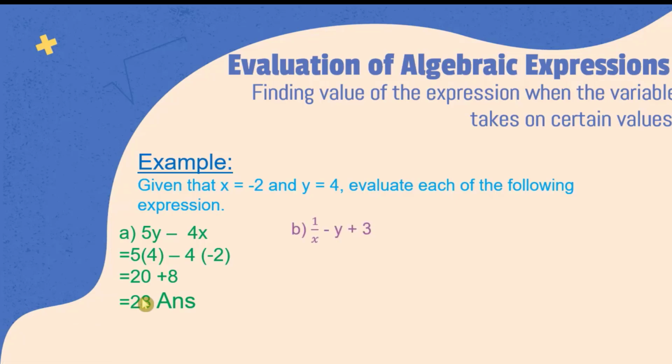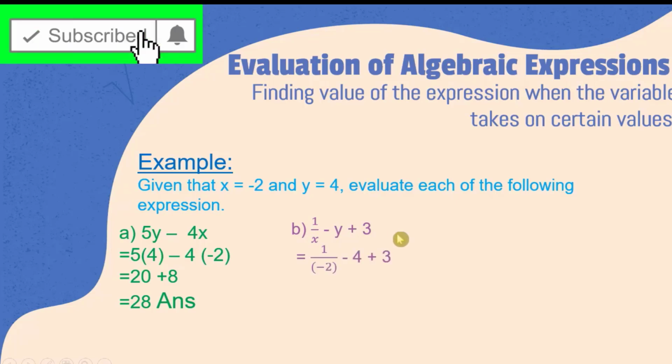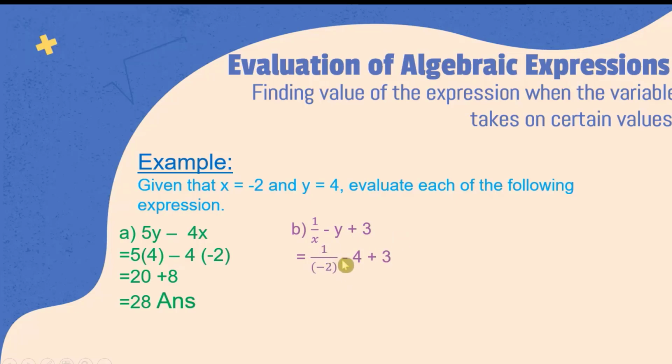Now look at another example. 1 by x minus y plus 3. Now what you have to do is, this is a fraction form. You have to put the value of x in the denominator, minus, then you have to put the value of y, plus 3 will remain as it is. This is the first step. In this step, what you have to do is put the values. You can see the values here. And then solve it. Plus minus minus 1 by 2 minus 4 plus 3.